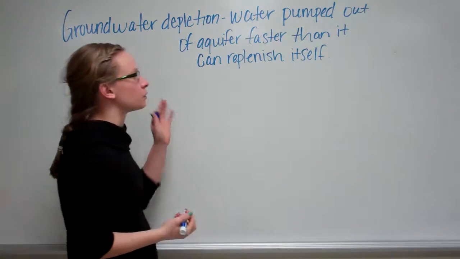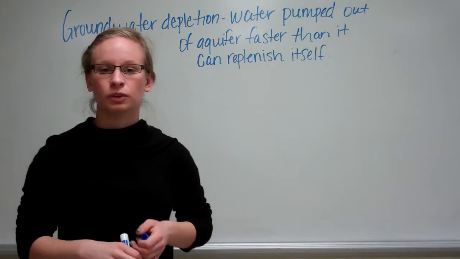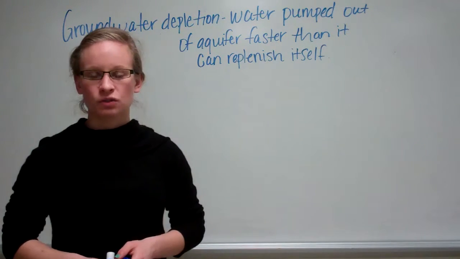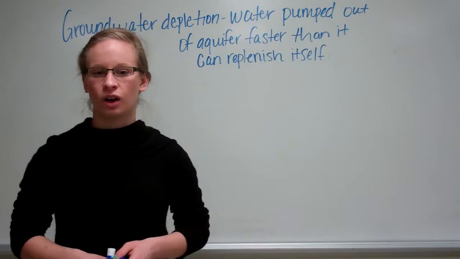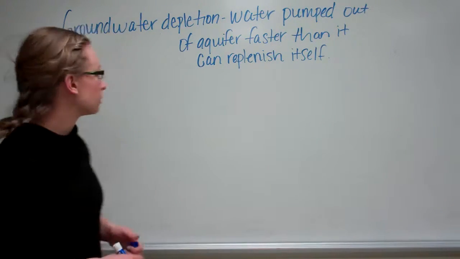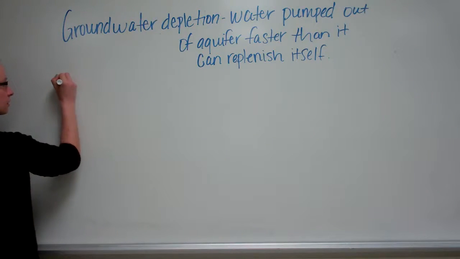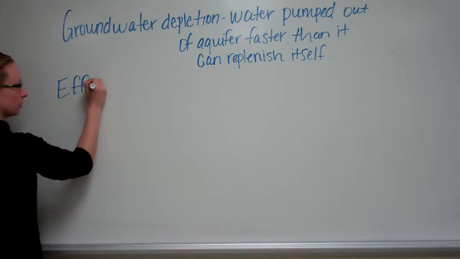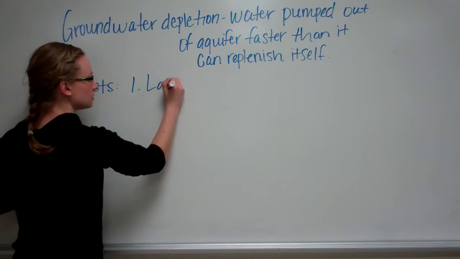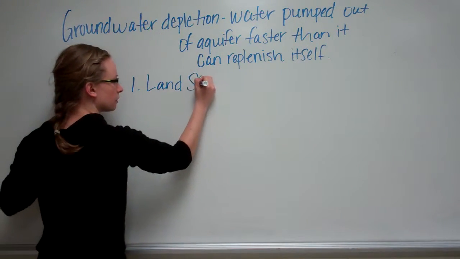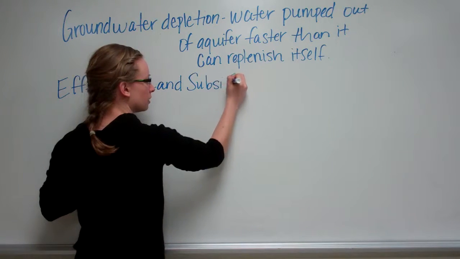Okay, so groundwater depletion, we're taking too much out, our water table line is starting to drop. So we're going to talk about two effects that groundwater depletion has. The first one is something called land subsidence.